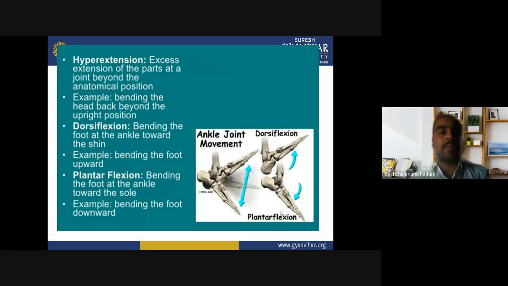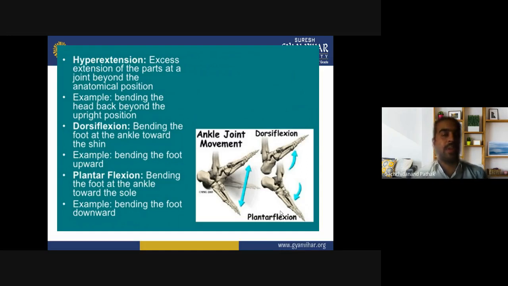Another is hyperextension, the excess extension of the part at a joint beyond the anatomical position. If we extend that same extension even higher, beyond the anatomical position, that is called hyperextension. Like bending the head back beyond the upright position. You can bend your head back. How much back? That is called hyperextension.